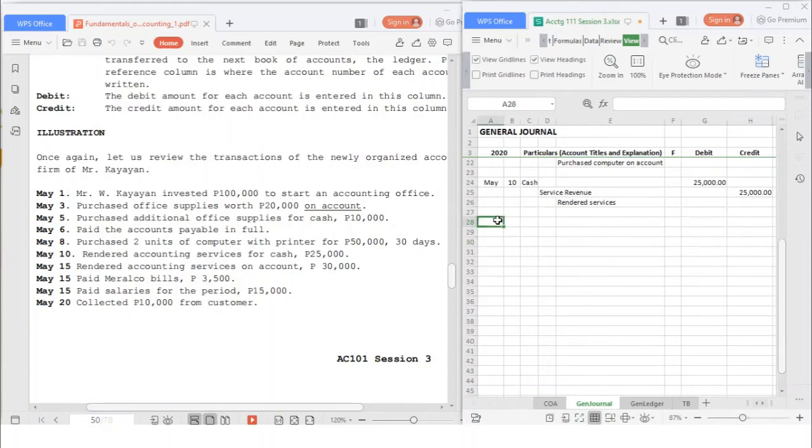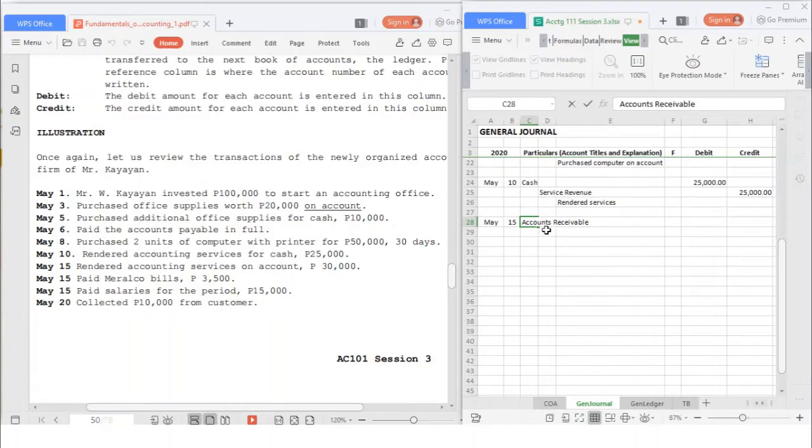Next, May 15. Now, May 15, what happened is rendered accounting services on account, 30,000. So the only difference from May 10 is that May 10 was for cash, while May 15 is on account. Meaning, you still have to collect. Therefore, the account affected is your accounts receivable.